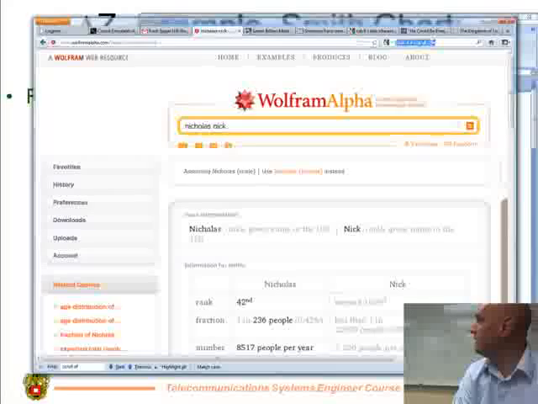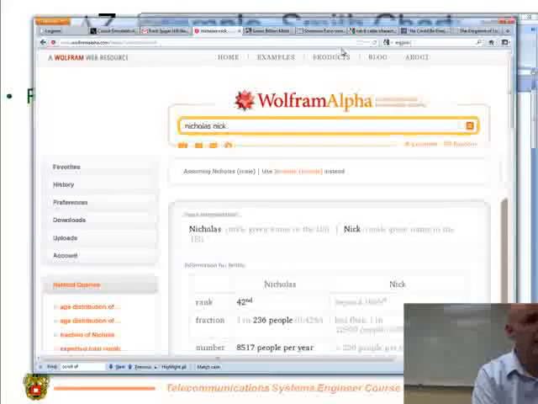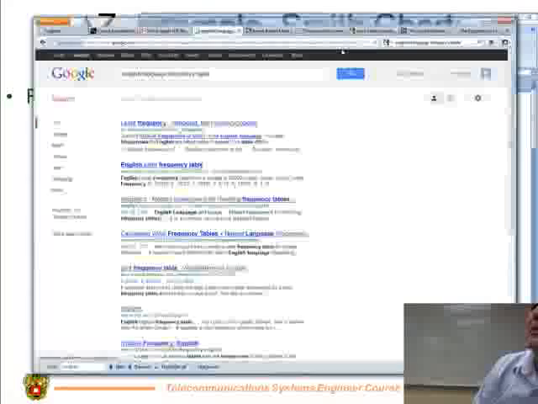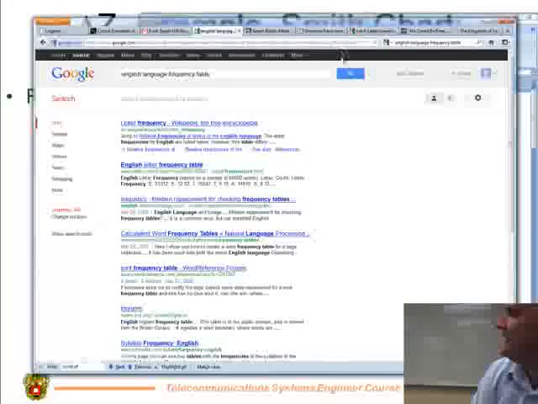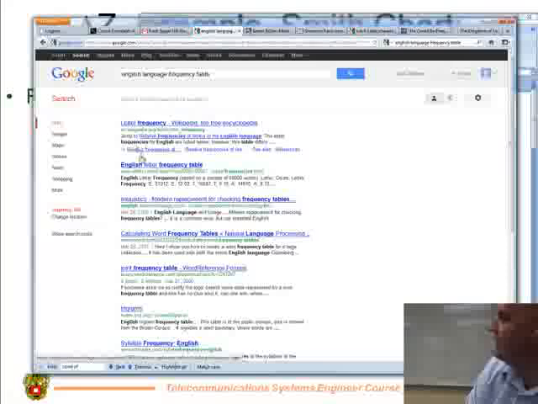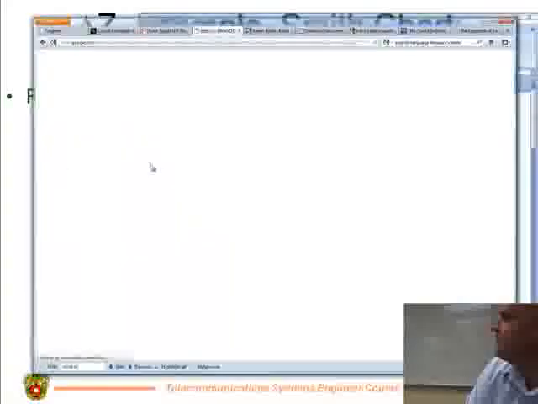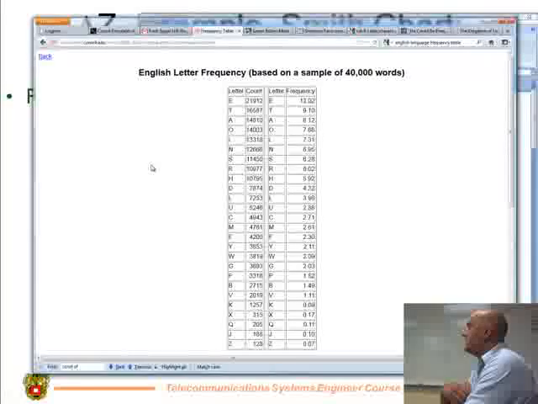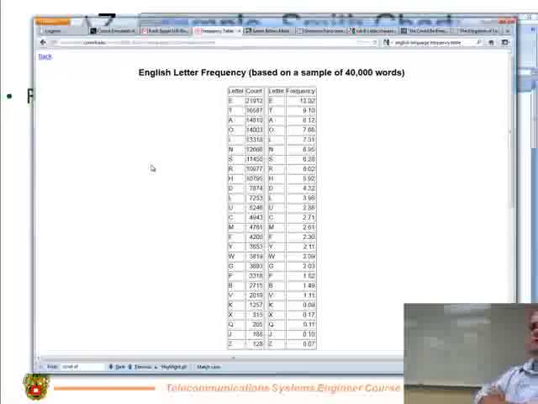It didn't get it. English language table. Well, the thing is, it's not the same for every language that uses the Roman alphabet. So, English letter frequency table. That's what I should have. There are a bunch of different frequency tables, but this is out of a sample of 40,000 words. This is apparently in percent. The letter E is the most common letter, with a frequency of 12%.